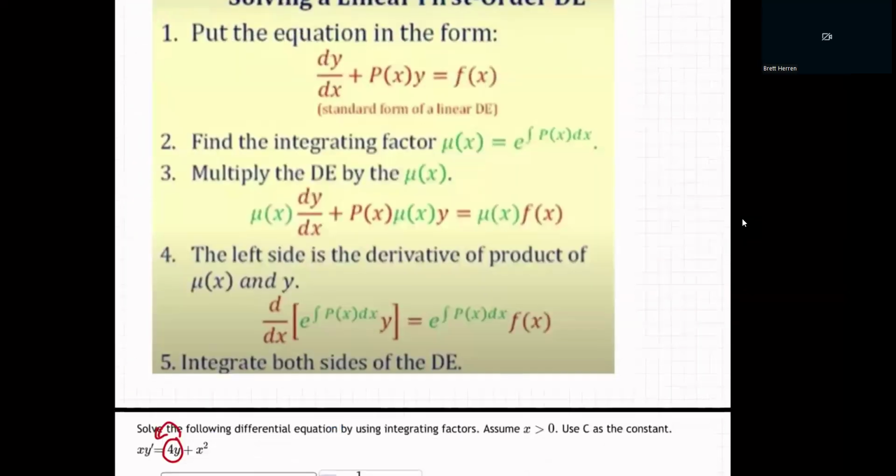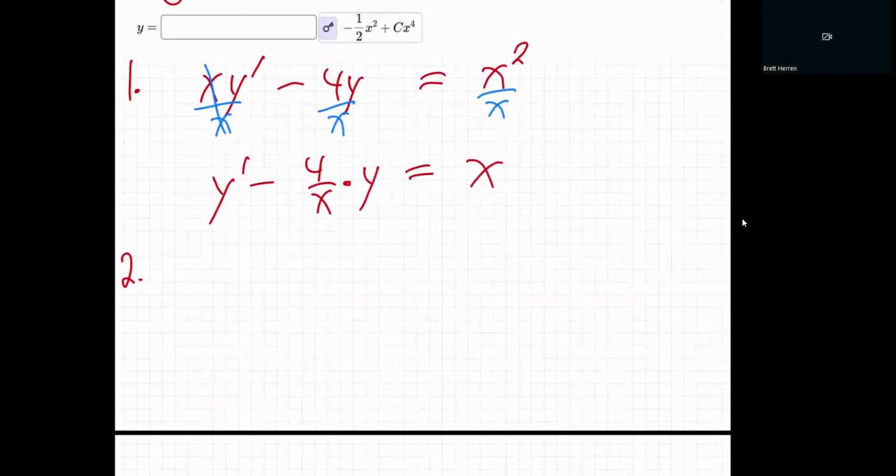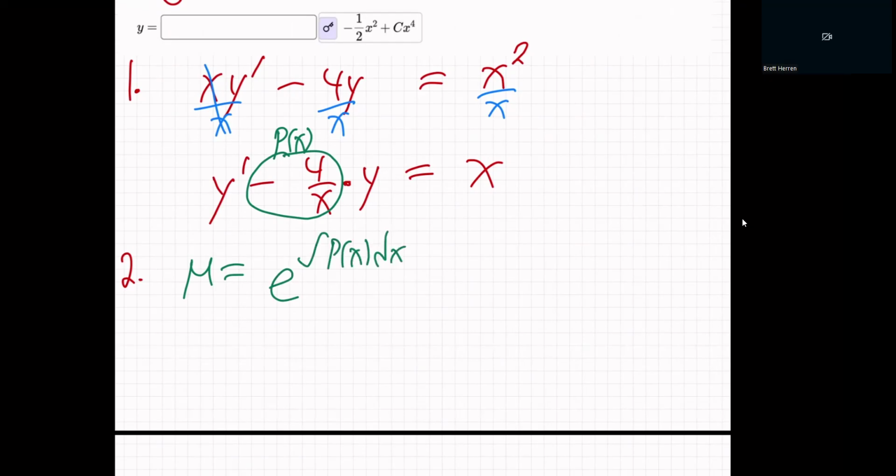Step two, we're supposed to find the integrating factor, mu of x, which is e to the integral of p of x dx, where p of x is that x stuff that's next to y. So this right here is the p of x. So mu is e to the integral of p of x dx. Now what's p of x? It's minus 4 over x, that's minus 4 times 1 over x dx. That makes it easier to see the integral, right?